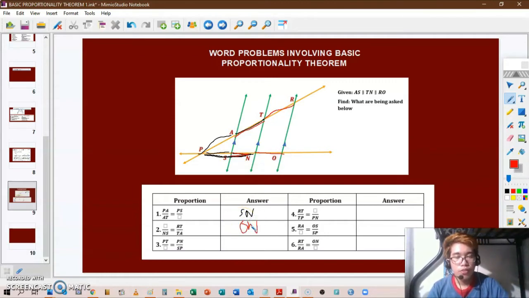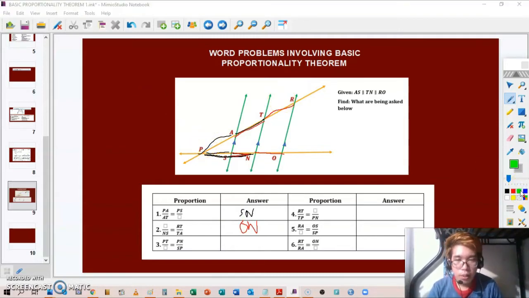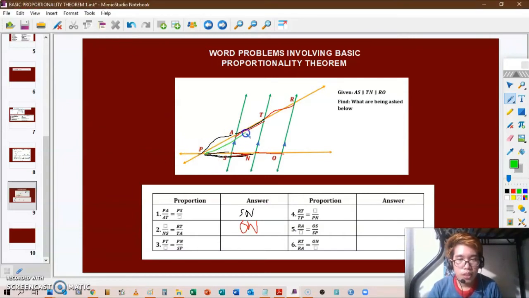For the third one, we have PT. Let's use green. PT over blank is equal to PN over SP, or PS. So we have here PT, so this has to be PA or AP.